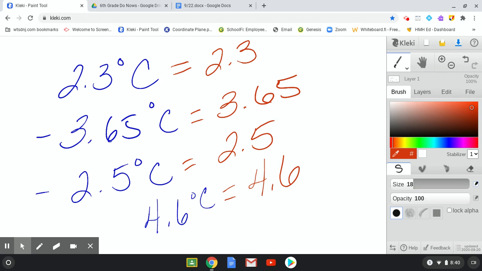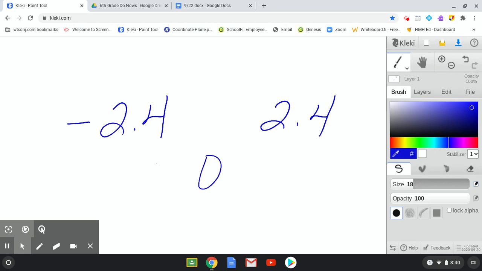as a negative. Okay, so I have two rational numbers here. I have negative 2.4 and 2.4. Now I want to know what type of relationship they have to 0 on the number line. Now, if I said that negative 2.4 and 2.4 are not the same in terms of their relationship to 0, would I be correct or not?